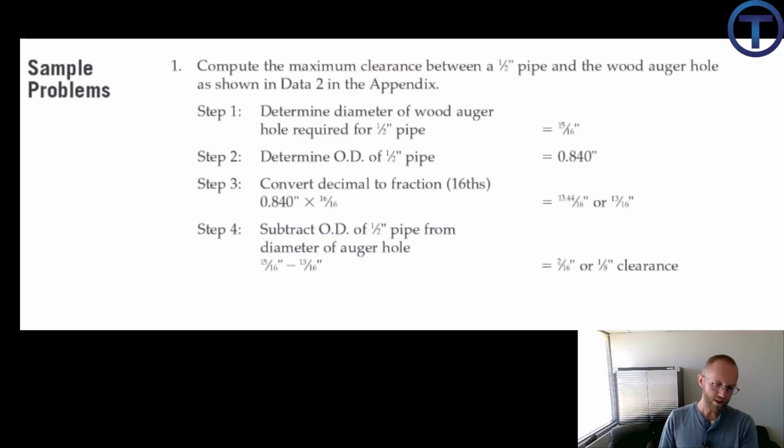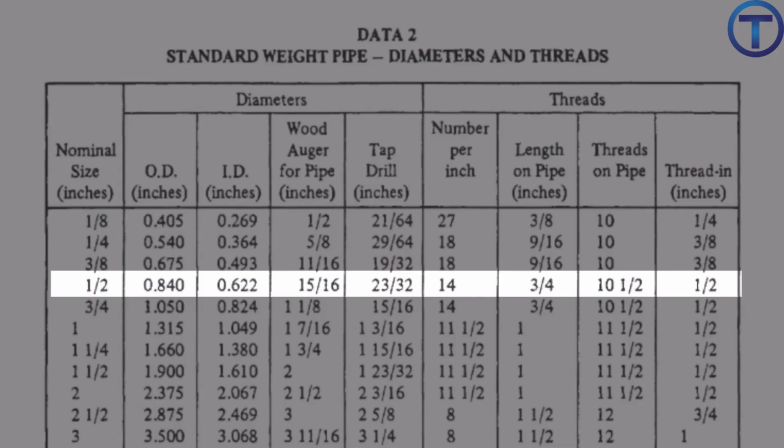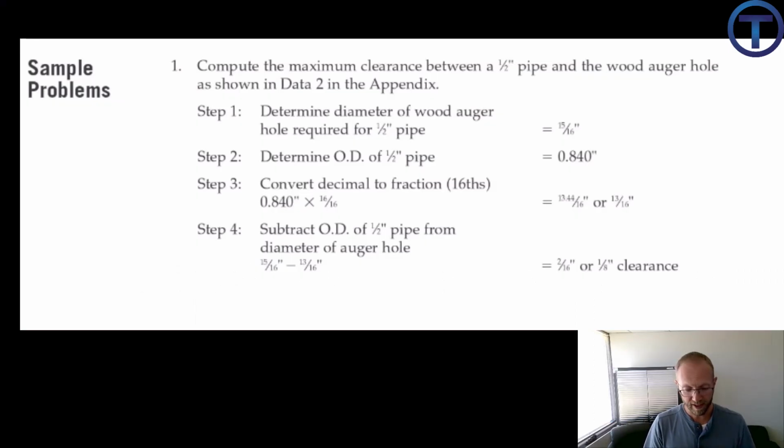So let's go to step 1. It says determine the wood auger hole for a 1/2 inch pipe. So we look this up on our data table 2. We find 1/2 inch pipe and we come over until we see what the wood auger recommendation size would be, and we are given 15/16 of an inch for the wood auger. Then step 2, let's look at the outside diameter of the pipe, that 1/2 inch pipe. As we come over and down on that table, on the outside diameter we find that it is 0.84 inches. So now we have the hole size, 15/16, and the outside diameter is 0.84.